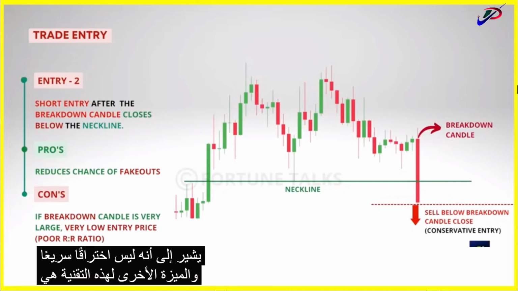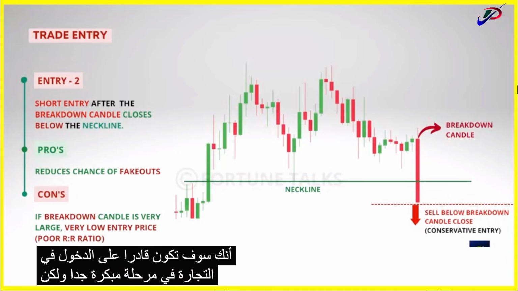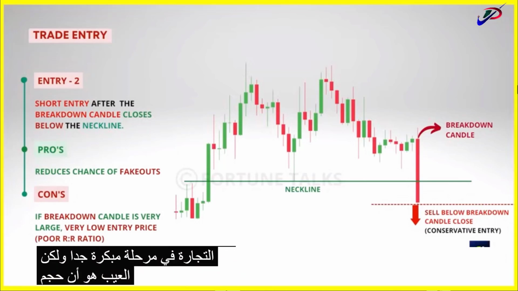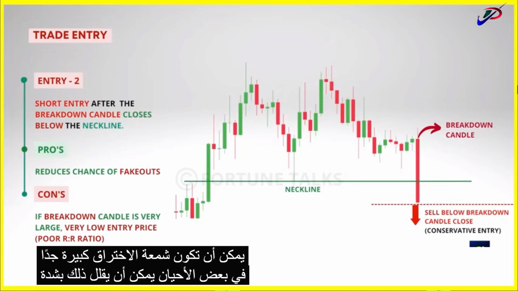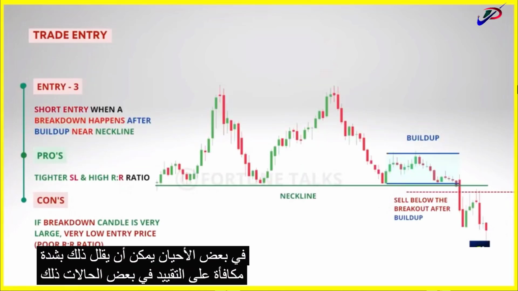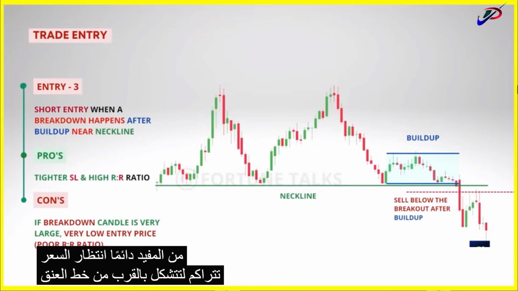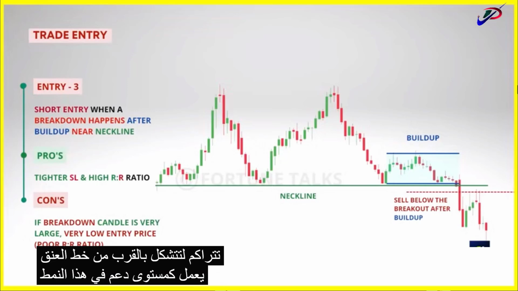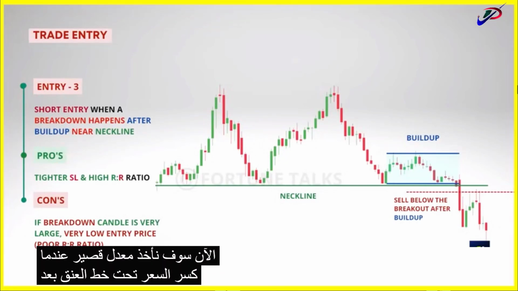The other advantage of this technique is that you will be able to enter into a trade at a very early stage, but the drawback is that the size of the breakout candle can be too large sometimes, which can badly reduce your reward to risk ratio. In some cases, it is always beneficial to wait for a price build-up to form near the neckline, which acts as a support level in this pattern. Now we will take a short trade when the price breaks below the neckline after the build-up.